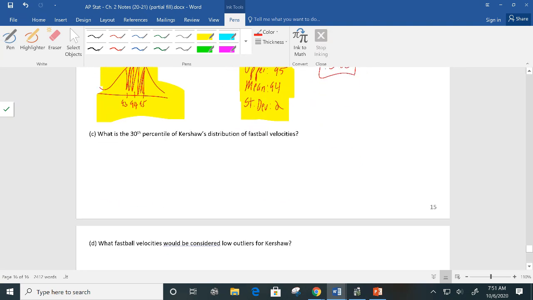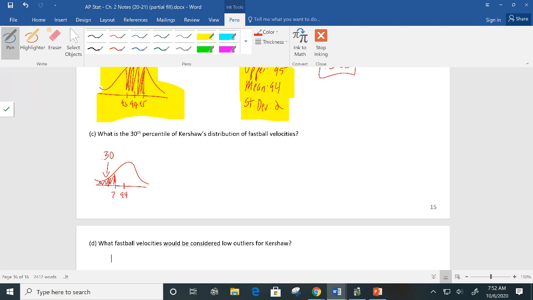Next question, C. What is the 30th percentile of Kershaw's distribution of fastball velocities? So here we're not asking for a proportion in between values or above or below a certain value. We're asking for what is the value at a given percentile. In this case, this is where we would use inverse norm. Again, I'm going to draw in a picture. I know 94 is here, and I'm looking for this mystery value in which the area below is 0.30, because remember what the definition of a percentile is, the percentage at or below a given value.